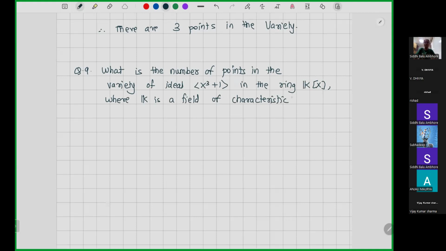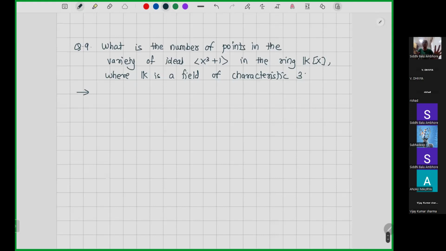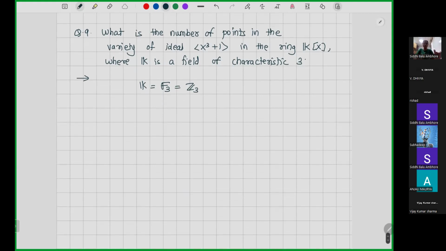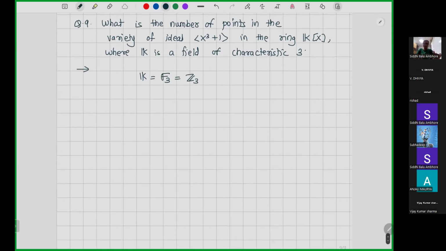Earlier we were working over the complex numbers. Now we are doing it over a field of characteristic 3. So here K, a field of characteristic 3, is just Z3. It will be isomorphic to Z3. All the fields of characteristic 3 are this field Z3. Okay, so we have to check.